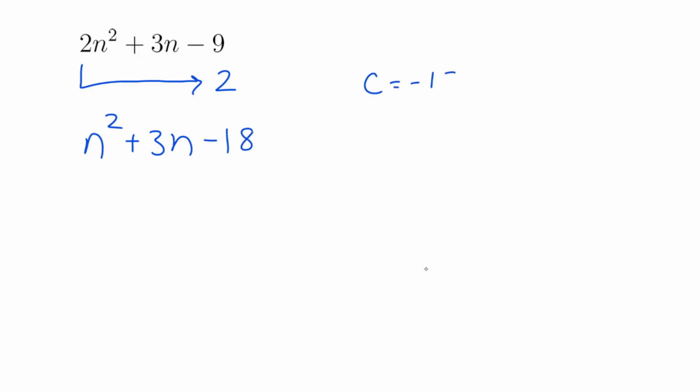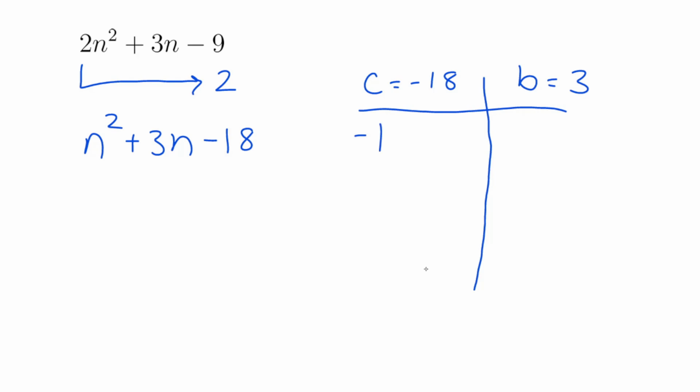And now, since c is negative 18 and b is 3, we need two numbers that will multiply to give us negative 18, and those same two numbers need to add to give us 3. So let's start thinking about numbers that will multiply to give me negative 18. If I'm going to multiply to get a negative number, I know I need opposite signs. So let's try negative 1 times positive 18. That'll multiply to give me negative 18, but these two numbers add to give me 17, though. That's not what I want, so let's keep looking.